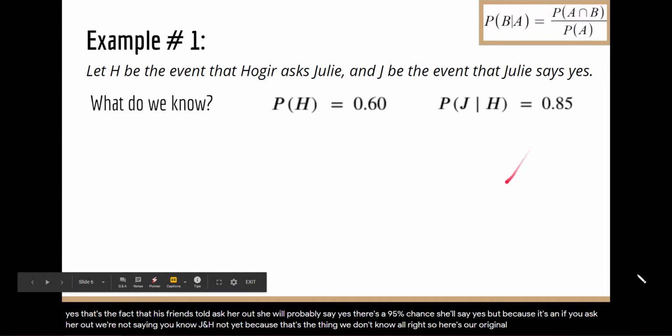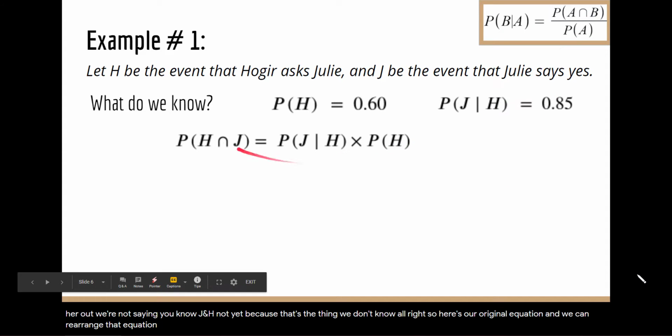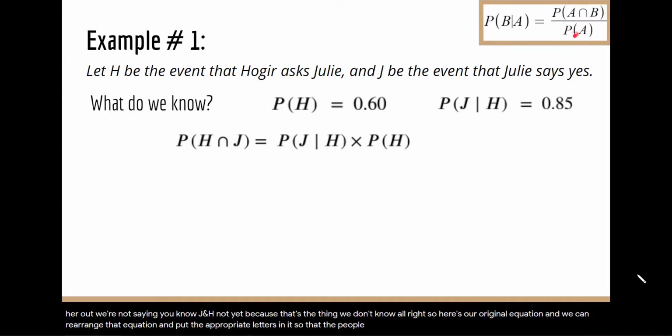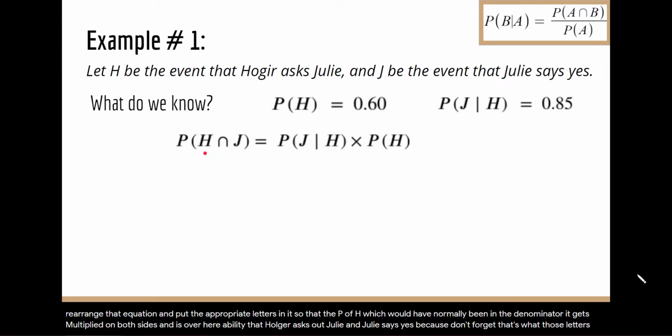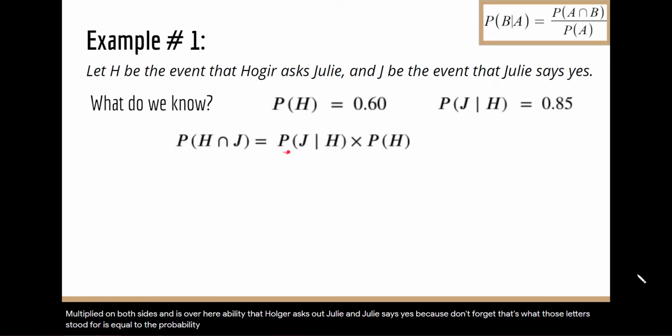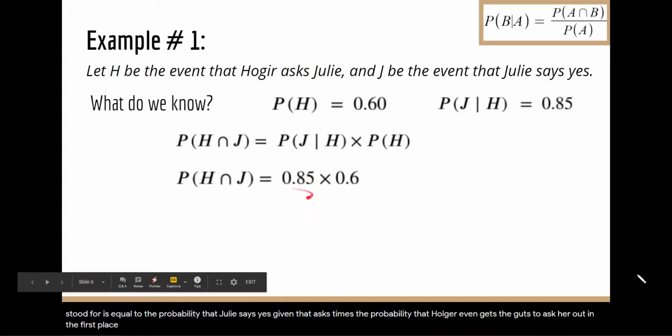All right, so here's our original equation, and we can rearrange that equation and put the appropriate letters in it, so that the P of H, which would have normally been in the denominator, gets multiplied on both sides and is over here. So I end up with the probability that Hoger asks out Julie and Julie says yes, because don't forget that's what those letters stood for, is equal to the probability that Julie says yes, given that Hoger asks, times the probability that Hoger even gets the guts to ask her out in the first place, which is now just a matter of doing the math, which is a 51% chance.